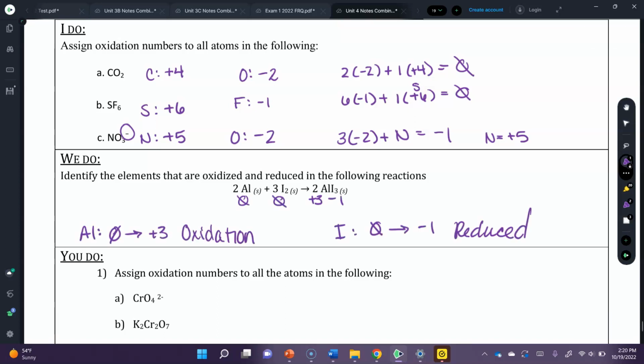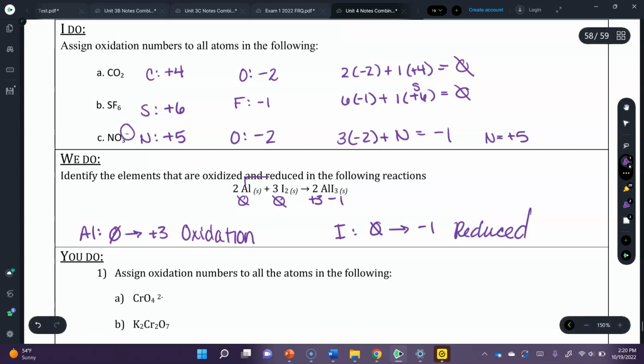Okay, so when you assign the oxidation numbers, aluminum on the reactant side and iodine on the reactant side being in their elemental states both should be 0. Then when they form an ionic compound, we would give them their charges, where aluminum would be positive 3 and iodine would be -1, so that way they add to be 0 still.